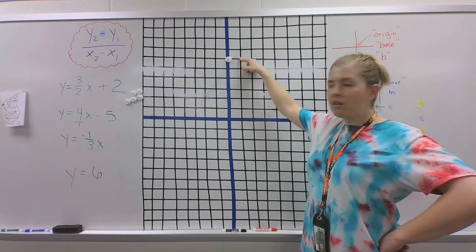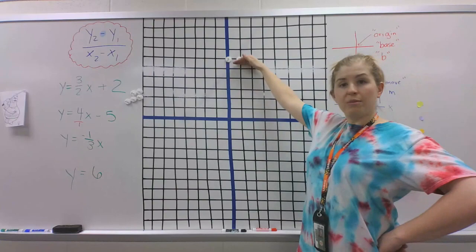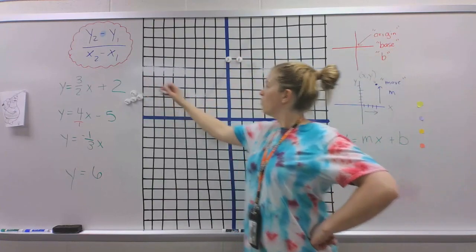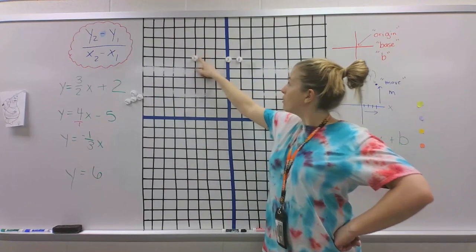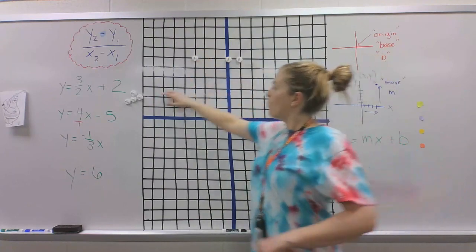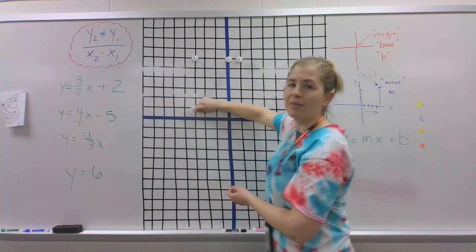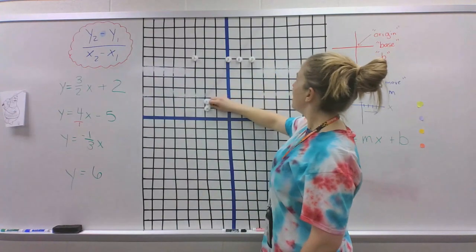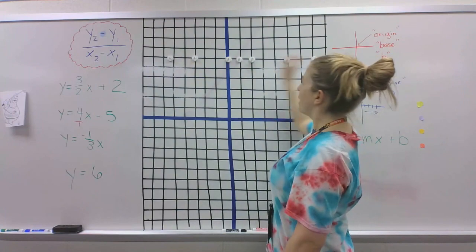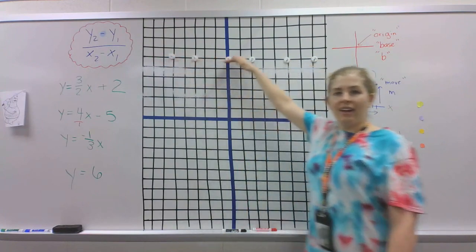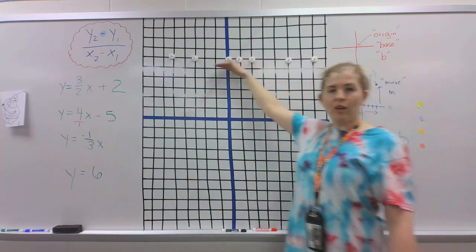Does y = 6 here? Yep, it's up 6. What about here? Yeah, y = 6. So when it's just y equals a number, I don't know if you'll come across this, but it is just a straight horizontal line at that number. Straight horizontal line.